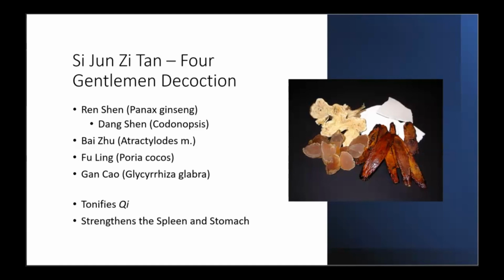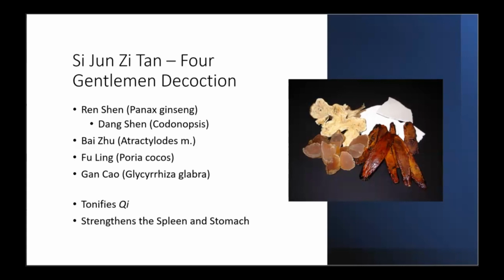Atractylodes, which is there to dry up the dampness and support the spleen. Poria cocos is a mushroom, a fungus, that drains away dampness and so clears away some of the turbidity, helps to work with the soil of the digestive system, supporting the spleen. And then licorice, which is a harmonizer and is tonic for the spleen as well. That basic formula is to tonify the qi of the spleen, strengthen the spleen and stomach. Okay. And a lot of people do really well with this formula as a base, but then you tailor it by adding other herbs to it.